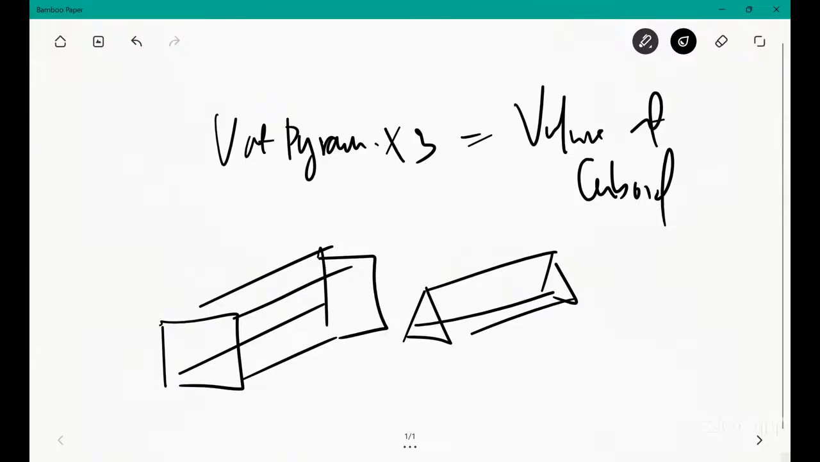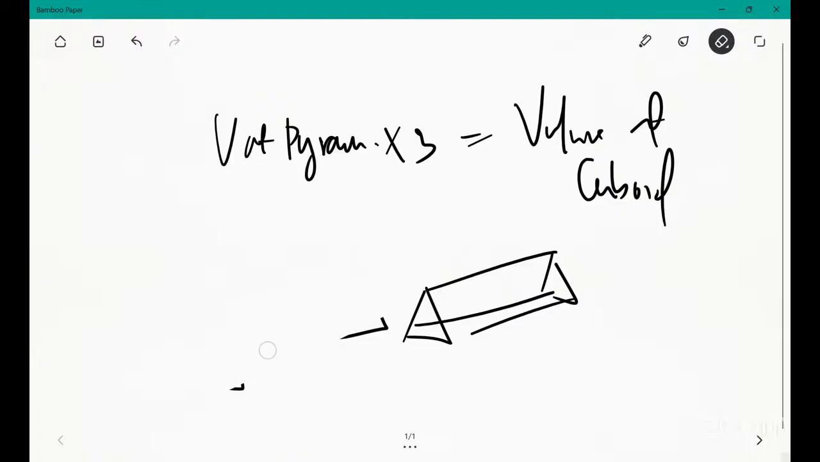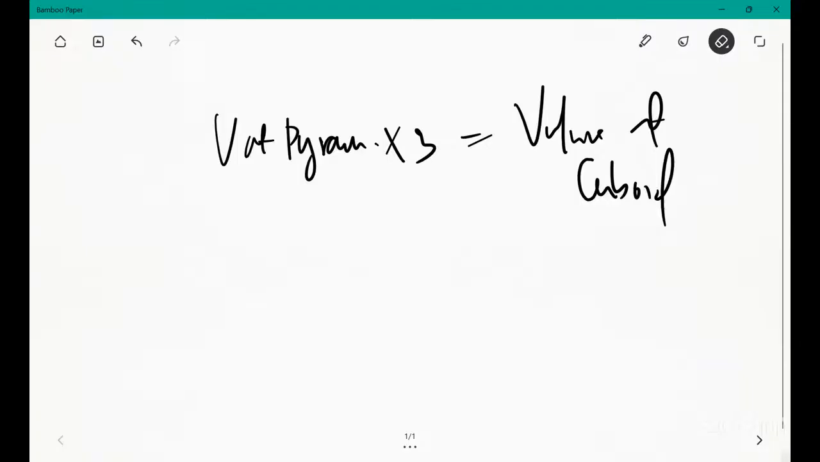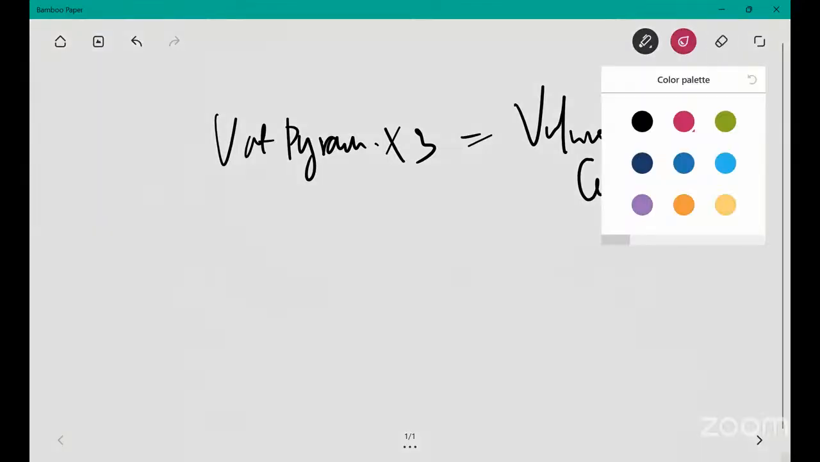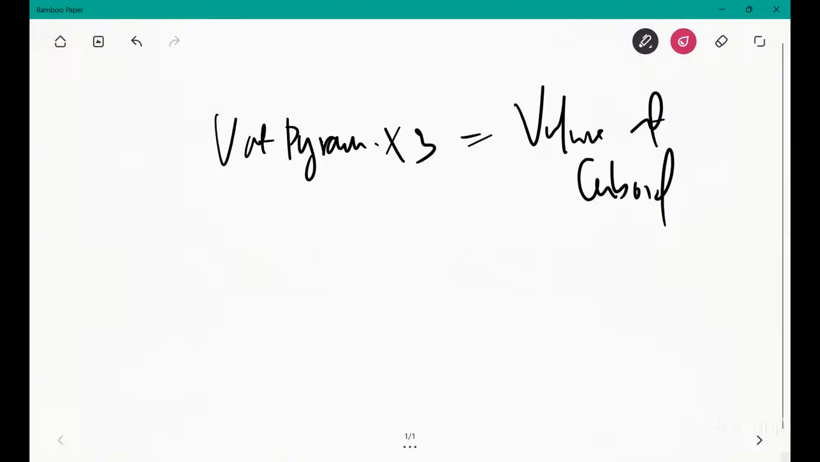That's a cuboid. So the volume of a cuboid, this is where you have to memorize this equation. There's no way for you to understand it exactly. The volume of a pyramid is 1/3 of the volume of a cuboid. So here this 3, when you take it to the other side, becomes 1/3.